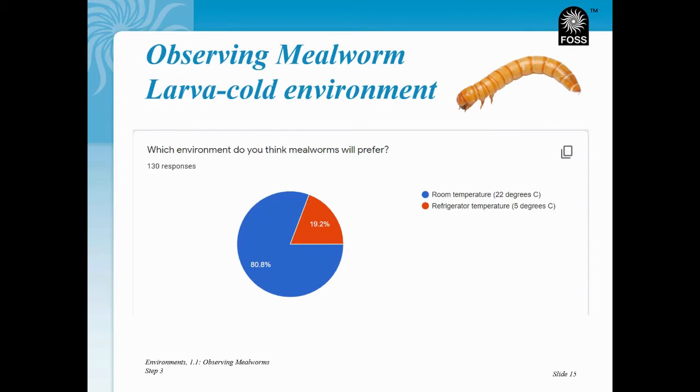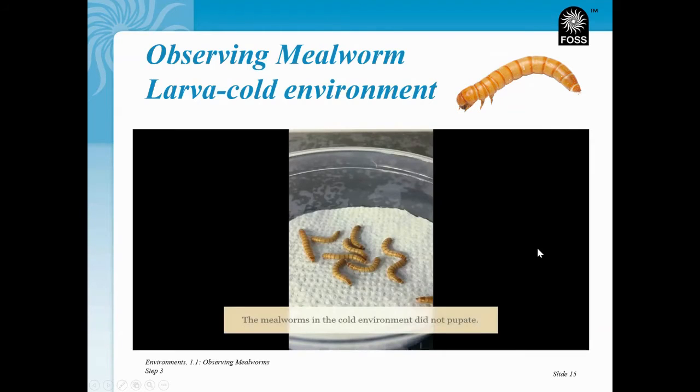Last week's Google form asked you to make a prediction for which environment mealworms will prefer. Nearly 81% of Humphreys West fourth graders predicted that mealworms will prefer an environment at room temperature. And about 19% of fourth graders predicted that mealworms will prefer an environment at refrigerator temperature. So here's our key. Blue at room temperature, about 22 degrees Celsius, or are they going to like the cold at refrigerator temperature, about 5 degrees Celsius? Well, let's see what happens.